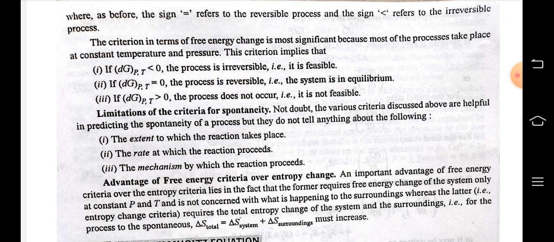The criteria do not tell the extent to which the reaction takes place, the rate at which the reaction proceeds, and the mechanism by which the reaction proceeds. Advantage of free energy criteria over entropy change: an important advantage is that the former requires the free energy change of the system only at constant pressure and temperature, and is not concerned with what is happening to the surroundings, whereas the latter requires the total entropy change of the system and the surroundings. That is, for the process to be spontaneous, delta S total, equal to delta S system plus delta S surroundings, must increase.